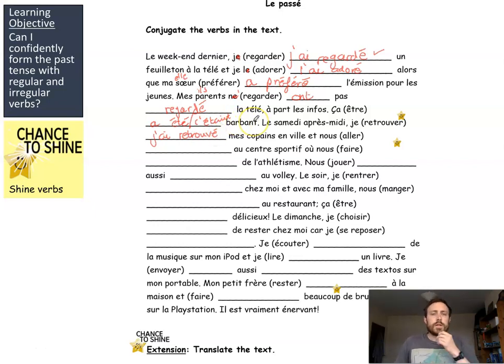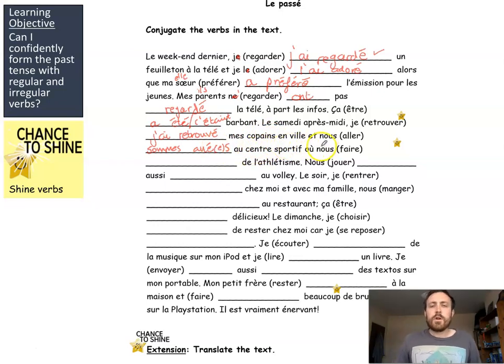Accent on there. J'ai retrouvé mes copains en ville et nous, now we've got a Mrs. Vandertramp verb, so it's going to be nous sommes allés. Now this is where we need to think about the agreement. Now we is a group here, so we're going to have an S on there. We don't know necessarily if it's masculine or feminine. In fact, it could be masculine because there's no E on there, but let's put an E in brackets, but definitely an S on there.